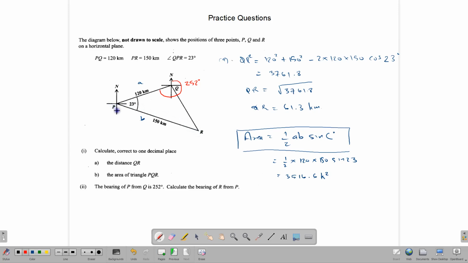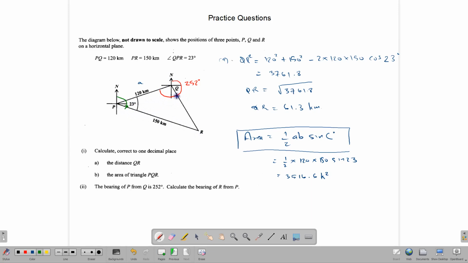All right. So the bearing of R measured from P, let me just draw that in, is going to be this angle. Remember, you have to measure from the north line. I'm blocking out that 23 degrees. I don't want to do that. Right, so let's draw it a bit smaller. So this is our angle measured from the north line. This is the bearing that we want. So we're given this bearing. The bearing of P measured from Q is 252, and we're asked to use that information to find the bearing of R measured from P.